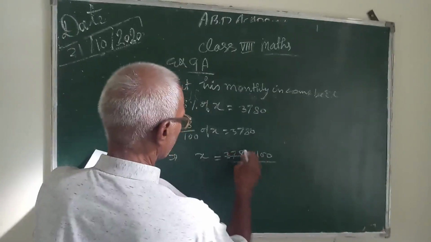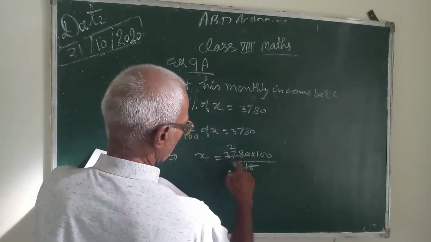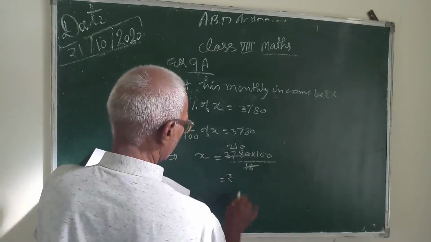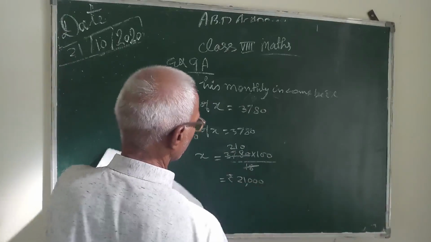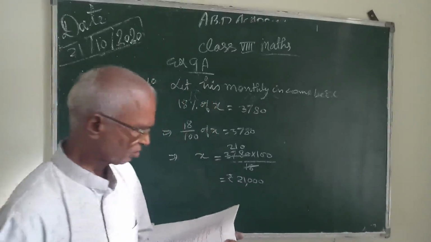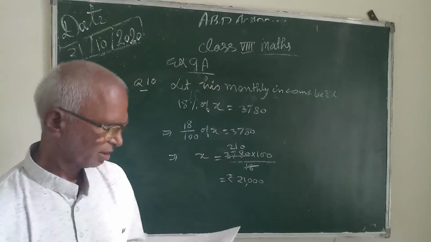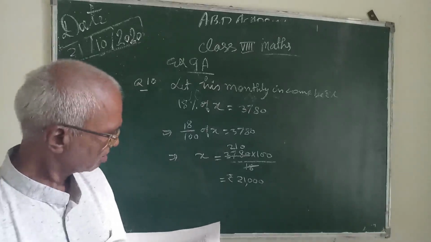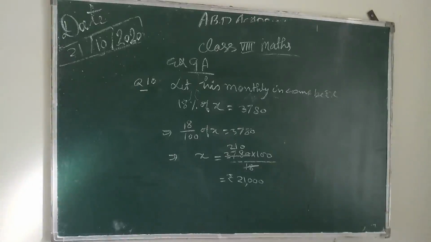Cut it by 18. 18 twos are 36. 1 is left over. Then 18 ones are 18, 0. So it becomes 210, and it will be rupees 21 followed by 3 zeros, means rupees 21,000. So if he saves rupees 3780 per month at the rate of 18%, then his income is rupees 21,000. This is number 10.